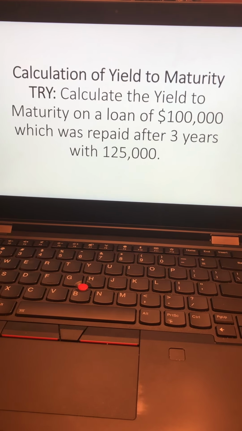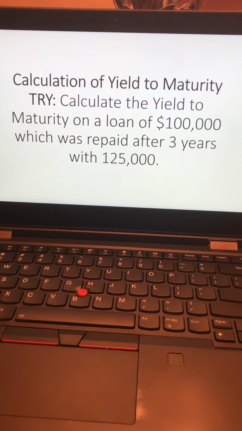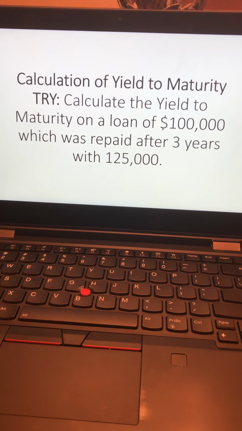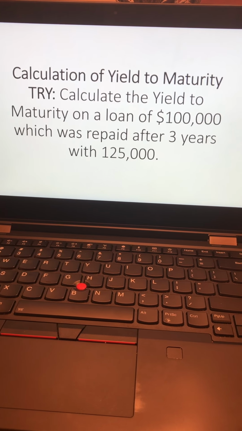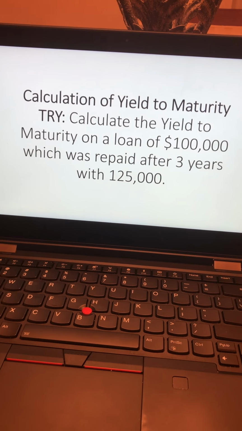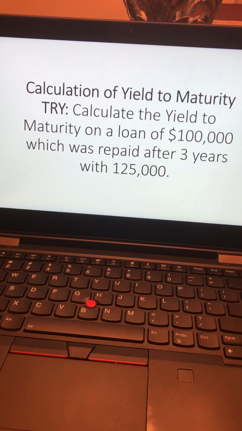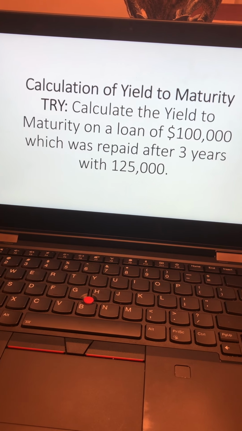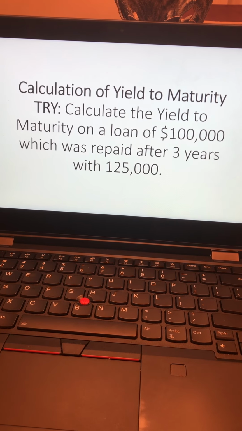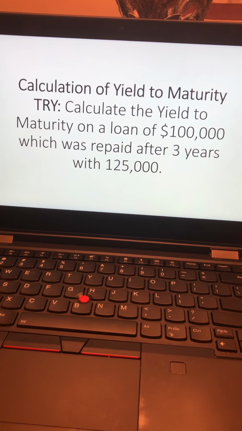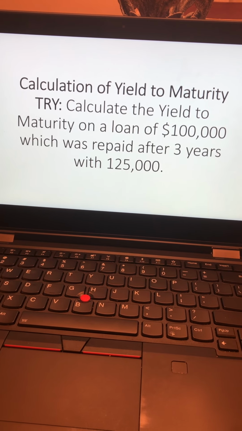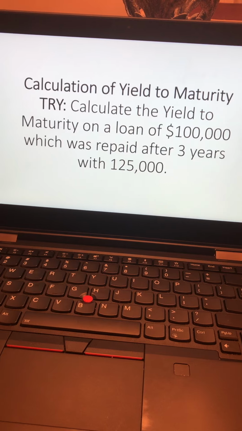So the question reads, calculate the yield to maturity on a loan of $100,000 which was repaid after 3 years with $125,000. So I have my present value of $100,000, a future value of $125,000, the number of time periods equal to 3 years. Now I need to calculate the interest rate per year or the yield to maturity.